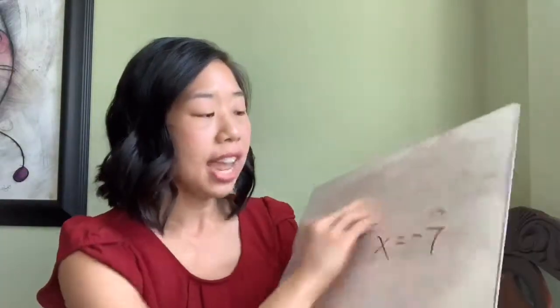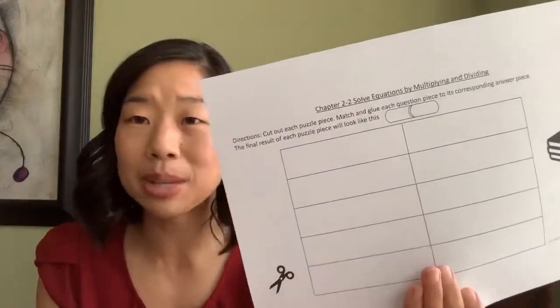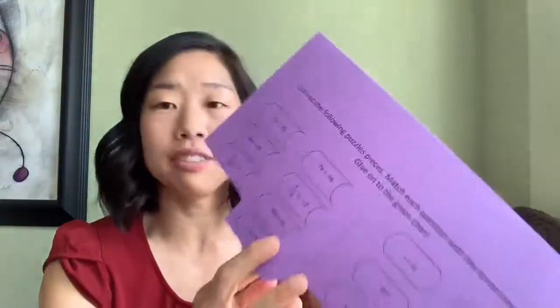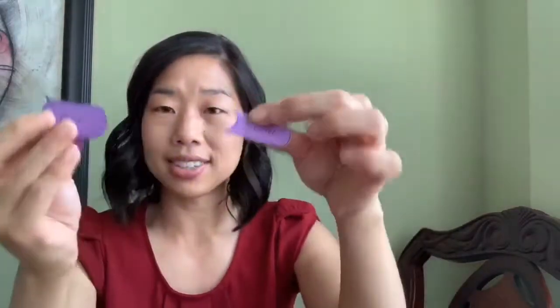A great follow-up activity for one-step equations is this awesome puzzle sheet. This is all about one-step equations by multiplying and dividing. You can see here, this is your form. And when you download this activity, you are going to get a full form of problems. You can see here, I've already cut some of them out. When you cut them out, they will look like little pieces like this.